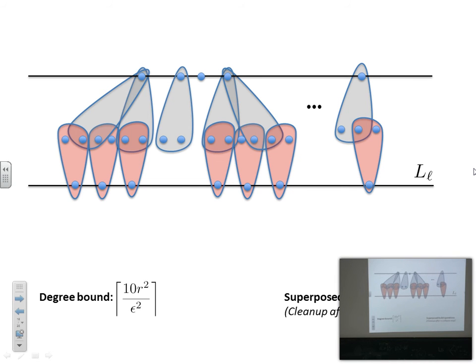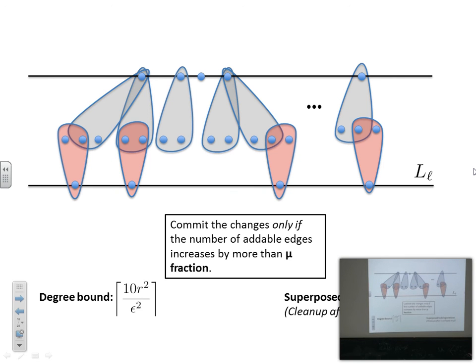So it always alternates. One thing I forgot to mention is that after performing the superposed build operation, there are newly introduced addable edges for some of these vertices. Now we add those edges only if the increase in the size of XL is a mu fraction. So if they are very small, then we don't change the state of the alternating tree. Now this is not very intuitive. It will become intuitive if you know what the analysis is.